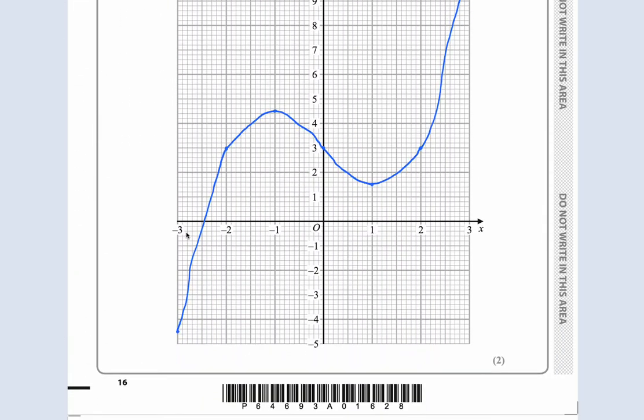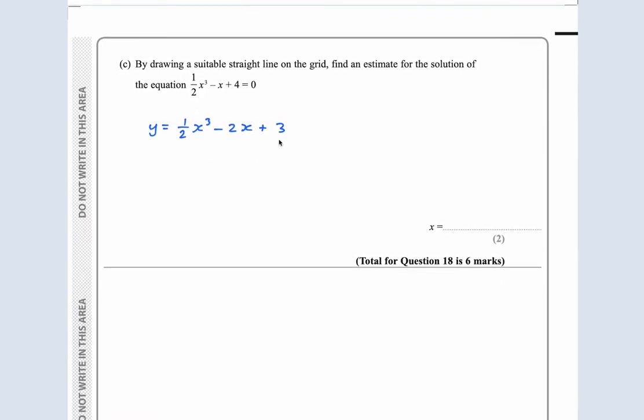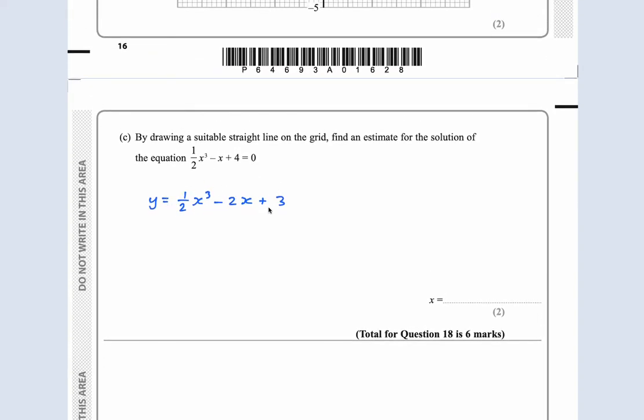Now this equation, and guys, when I said this question 18 is a question that everyone can do, I'm talking about part A and B. This part C is actually very hard. So this is the graph, to be clear. This blue thing here is the graph. This one, I'll change the color, is their equation. It's a half x cubed minus x plus 4 equals 0. Now, my goal is to turn this into this. That way I can use the graph, because he wants me to draw a straight line and then find the solution.